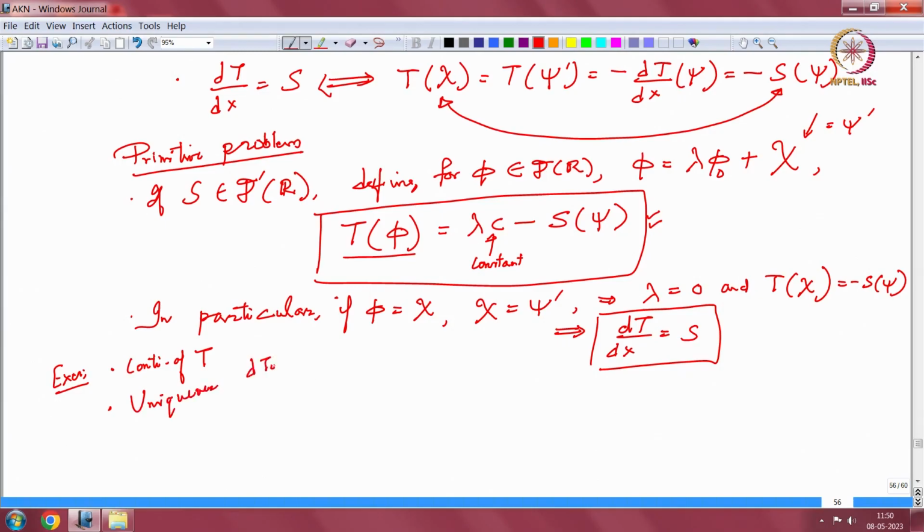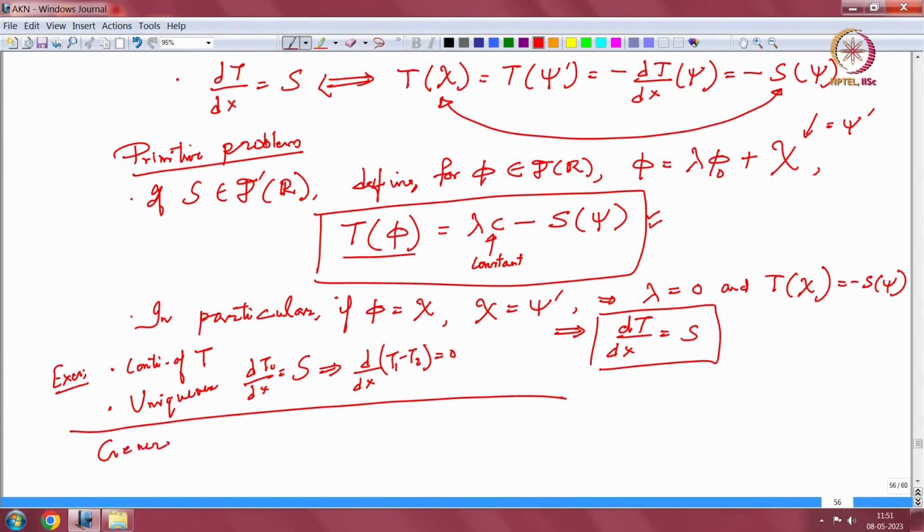Because if dT1 by dx is the same as dT2 by dx, that will give you d by dx of T1 minus T2 is equal to 0. From there you can derive T1 minus T2 is equal to T of c. And you can repeat this, you can do a generalization. You can solve the second order.